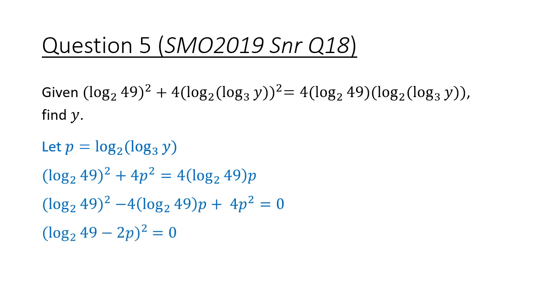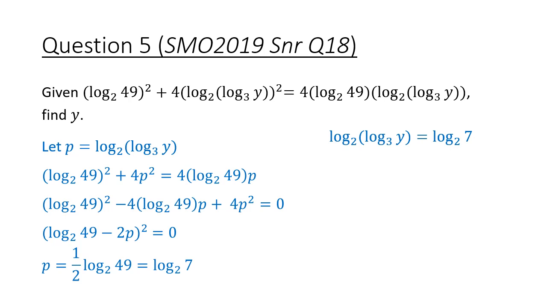This gives us a minus 2b squared, which is log base 2 of 49 minus 2p squared, meaning that log base 2 of 49 minus 2p equals 0, or p must be half of log base 2 of 49. And we can bring the half into the power of 49 because of the power law, and this will give us log base 2 of 7. So we just have to replace the p.